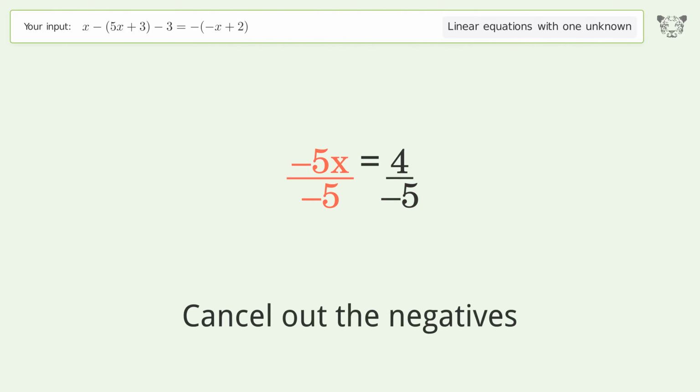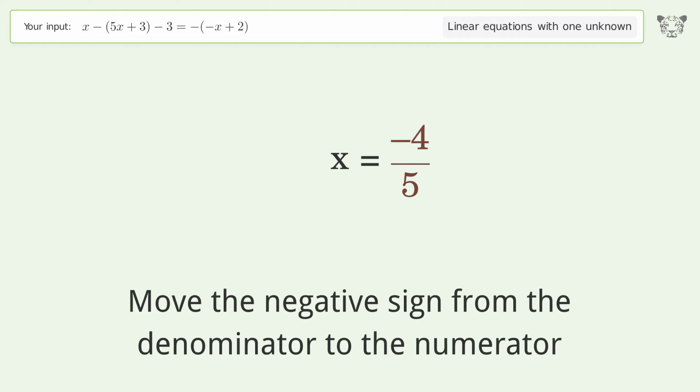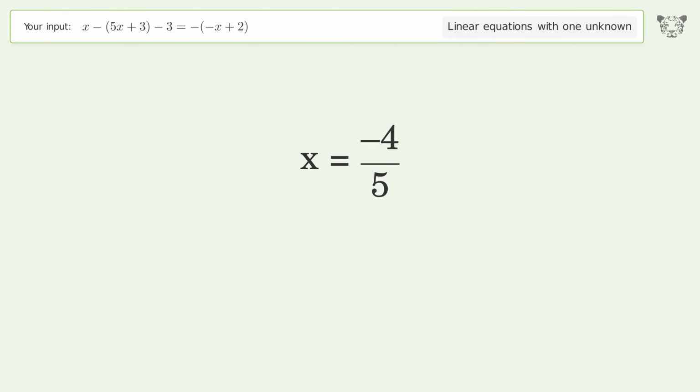Cancel out the negatives. Simplify the fraction. Move the negative sign from the denominator to the numerator. And so the final result is x equals -4/5.